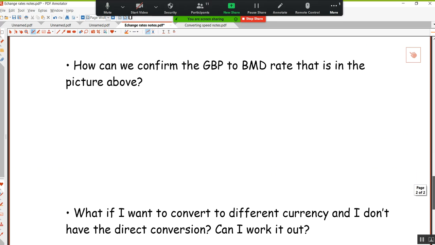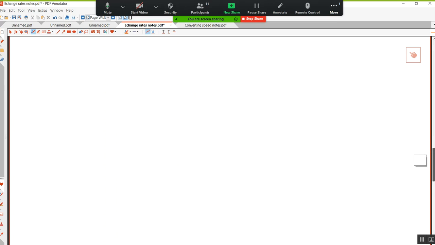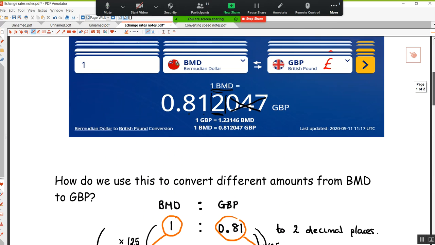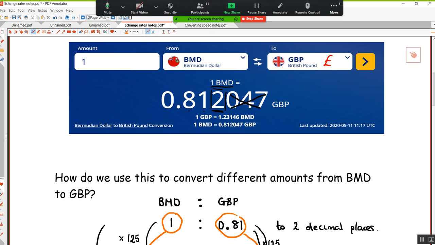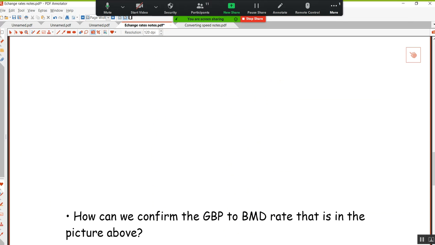Okay. So I put here, how can we confirm the Great British Pound to Bermuda dollar rate that is in the picture above? So what I put that for is because up here as well, you will notice that we've got the one Bermudian dollar is 0.81 pounds, but I can also change my pounds back to Bermudian dollars if I want to come back to Bermuda and I didn't spend everything. So there is another rate there, right? And that rate is here, right? You see that? So I'm going to paste that down here.